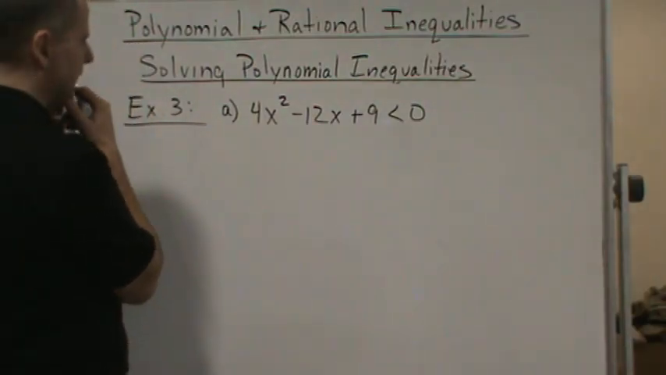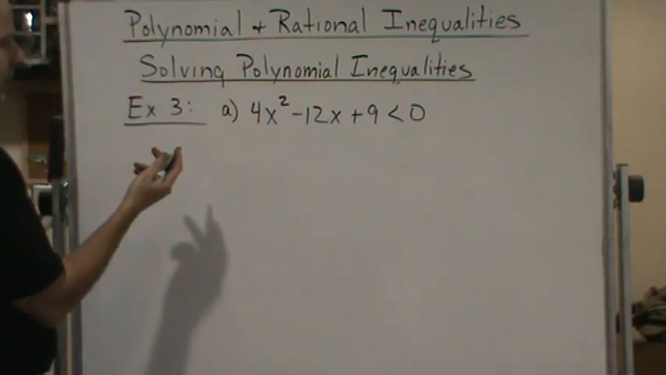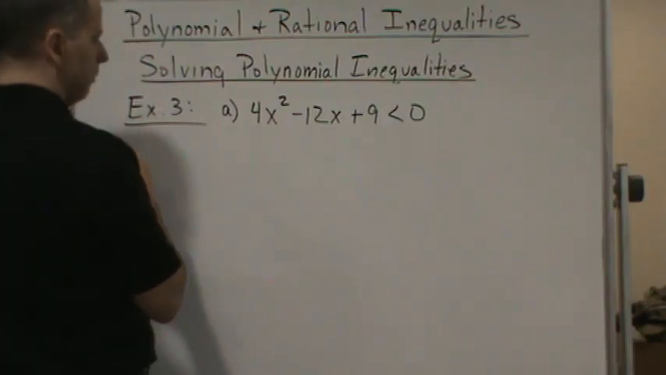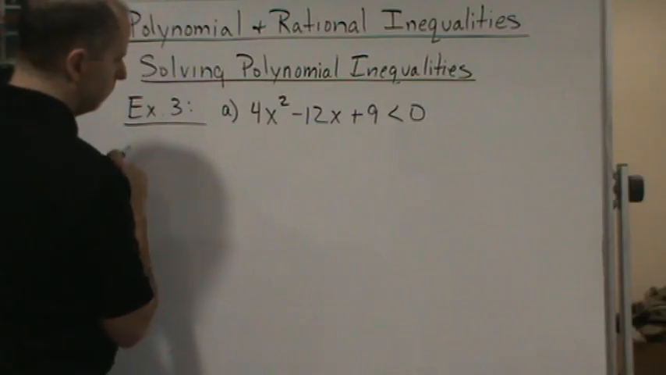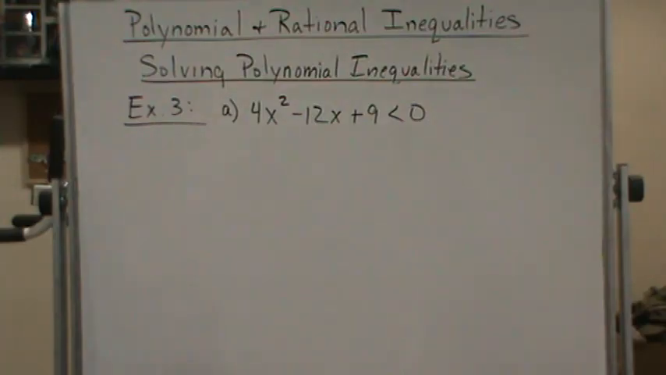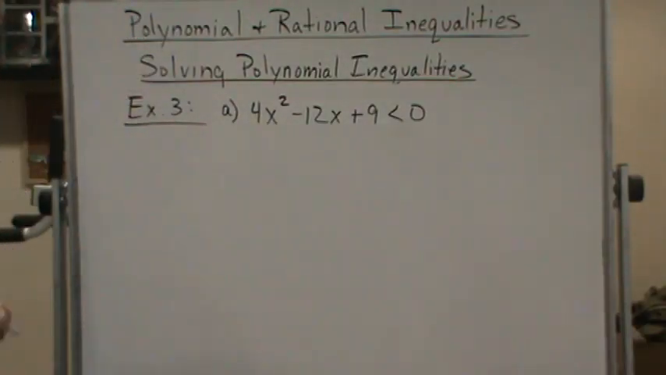Well, 36, 4 times 9, 4 and 9 will do it, but that won't give us 12. What else will give us 36? 3 times 12. But that won't give us negative 12. So negative 3 and negative 12 won't do it. We need 2 that add to negative 12.